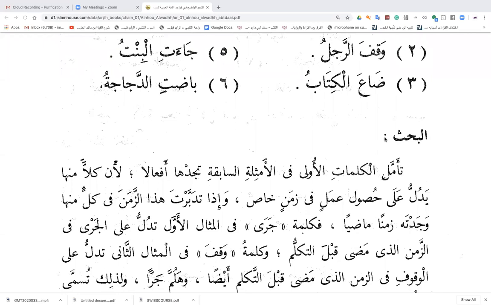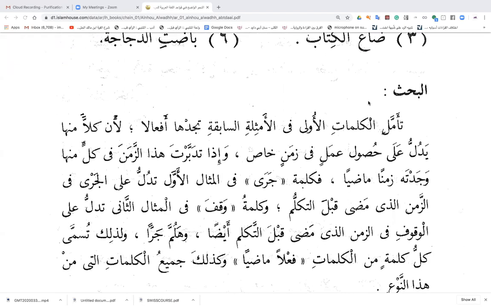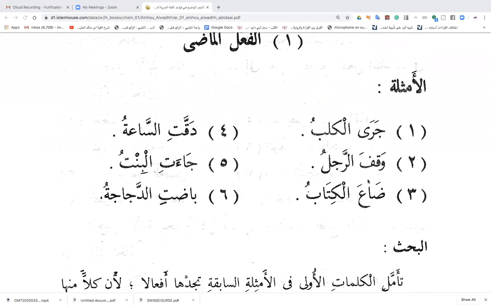Al-bahth. Bahth here means like the discussion, the engagement. Bahth really means research, but here it means like, we're going to discuss the above examples. So he says, ta'ammali. Here should be kasra. Ta'ammal with sukoon is the fi'l amr. But ta'ammali, because there's alif and lam, ta'ammali al-kalimat al-ula. So think about the first words, في الأمثلة السابقة تجدها أفعالا. So if you think about the first words in all these examples, these are all verbs.